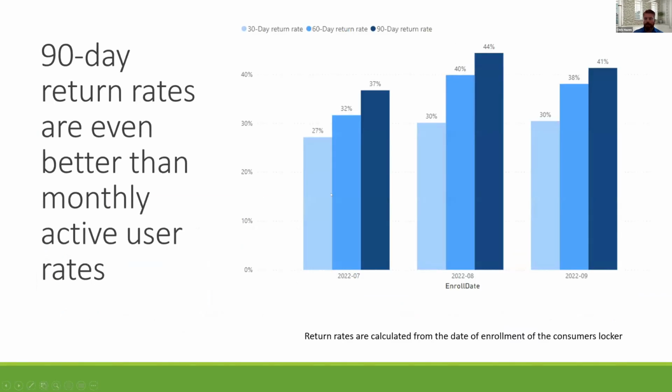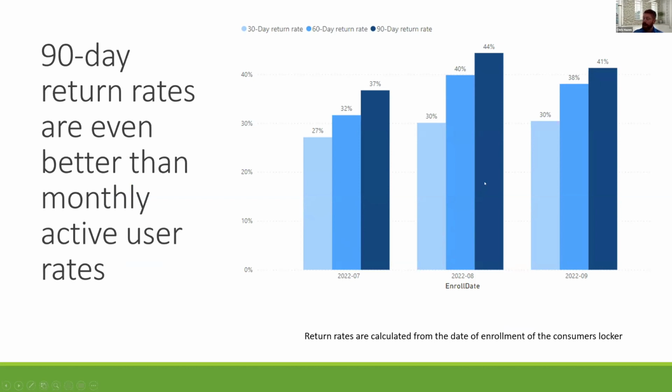If we look even further, this is a 30, 60, and 90-day return rate. What this is saying is, let's just use August as an example. If someone enrolled their locker in August, within 60 days, 40% are coming back. And within 90 days, 44% are coming back.